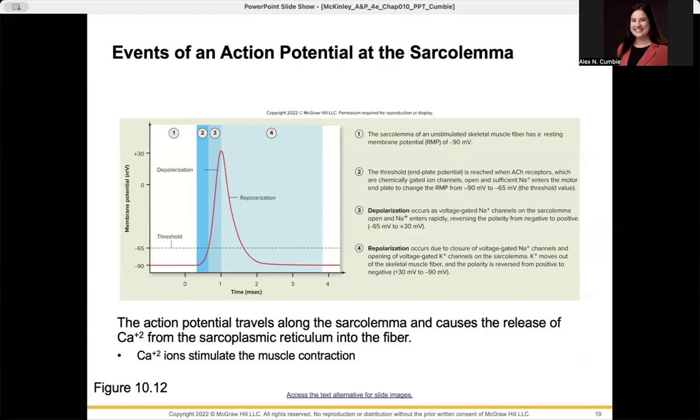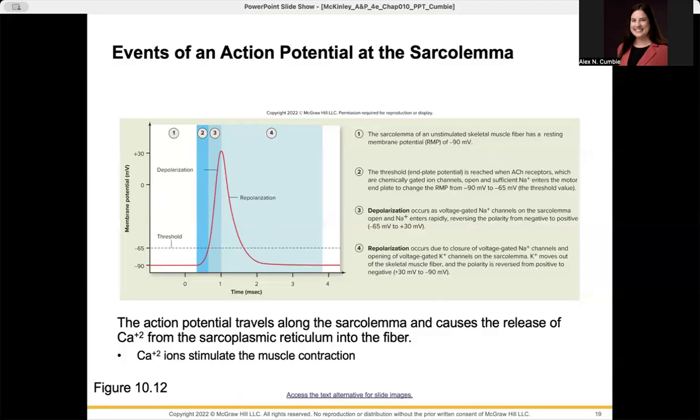So when the cell is not stimulated or doing anything, it is at this negative 90. And that's normal. The cell's just not doing anything. The cell needs to reach a certain threshold for it to be excited to start doing activity. And the threshold for our skeletal muscle fiber is negative 65. So it needs to become a little bit more positive from this resting membrane potential of negative 90. How is that going to happen?